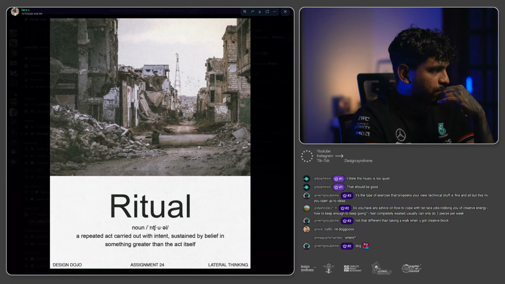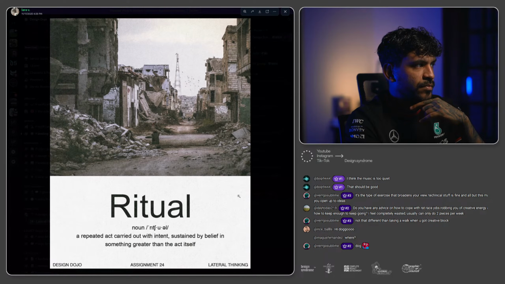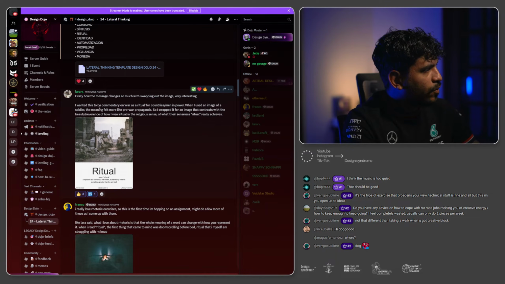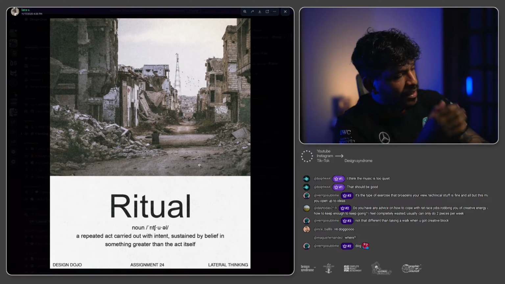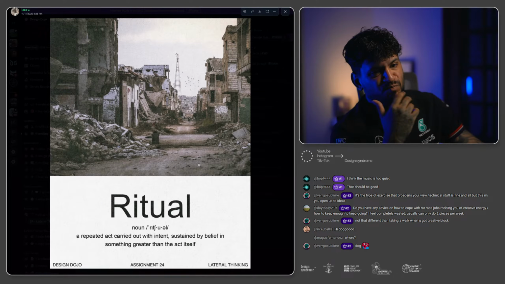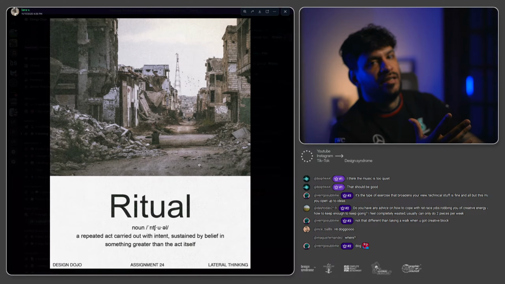So let's see. Ritual. Now, a repeated act carried out with intent, sustained by itself in something greater than the act itself. Okay, I think she's trying to talk about war. I wanted to comment on war as a ritual. Okay, here, like this piece in particular, this exercise in particular, doesn't need that much explanation. Like it's in the image or it is not in the image. You know what I mean? Here, I don't see it particularly strikingly. You know what I mean?